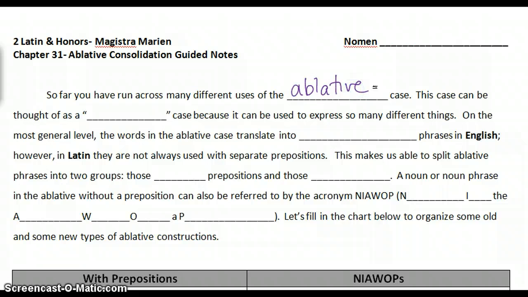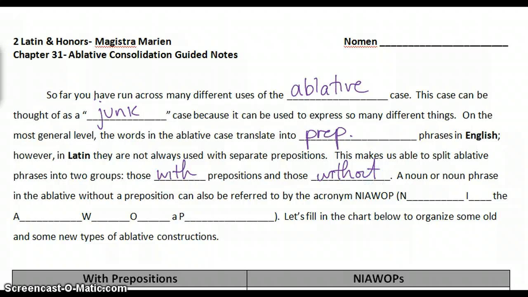This case can be thought of as a junk case, kind of like the junk drawer I have in my house full of stuff. Maybe you have one too. And it's called this because it can be used to express so many different things, just like there's so many different things in that junk drawer. On the most general level, the words in the ablative case in Latin translate into prepositional phrases in English. However, in Latin, they are not always used with separate prepositions. This makes us able to split ablative phrases into two groups, those with prepositions and those without.